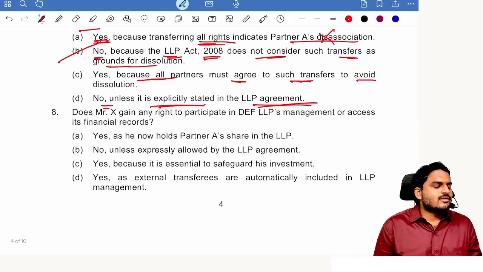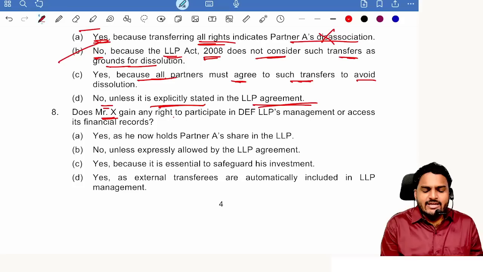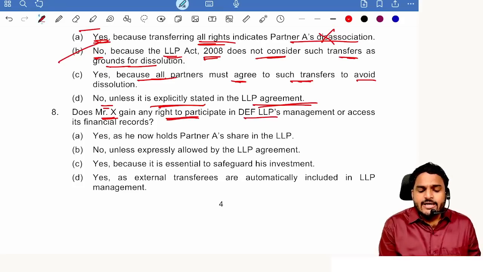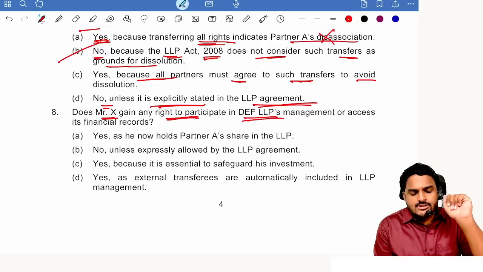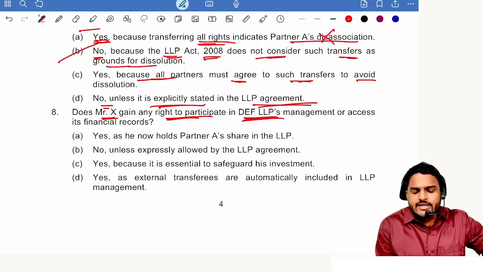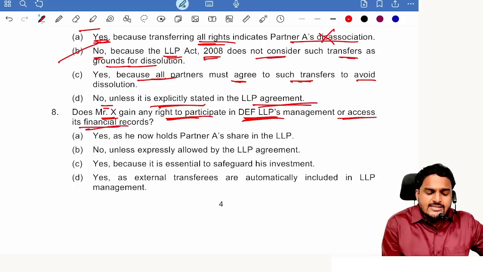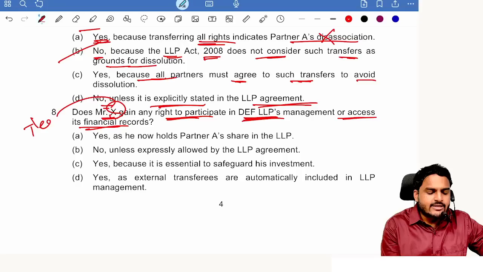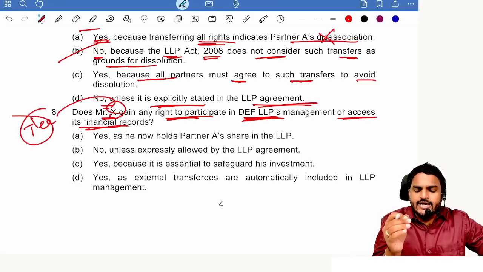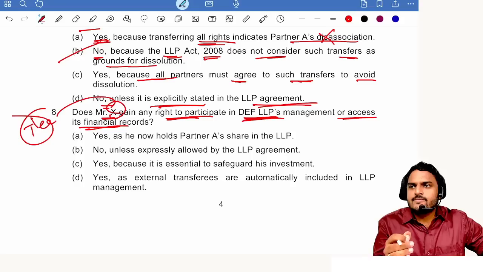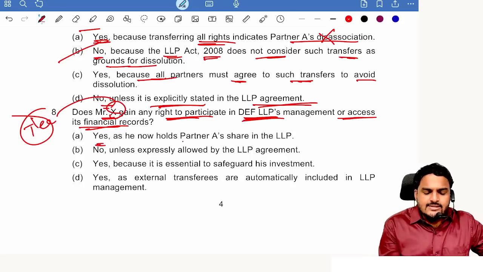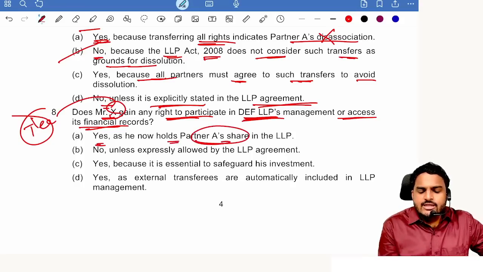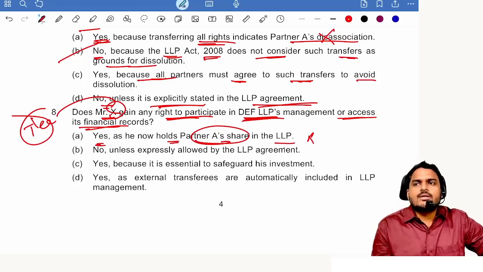Concentrate. Does Mr. X gain any right to participate in DEF LLP's management or access its financial records? Who is Mr. X in the given scenario? Transferee. Is a transferee entitled to participate in management rights? We'll see the options. Yes, he now holds partner A's share in the LLP. Not correct. Now listen carefully.